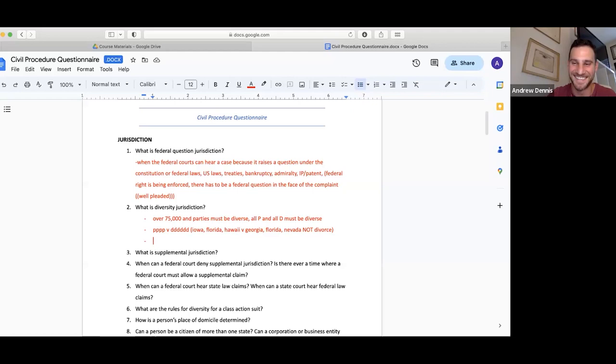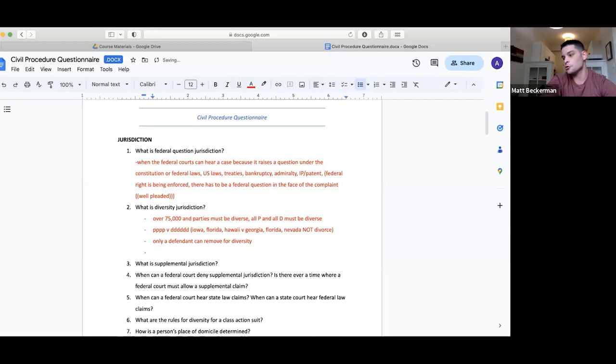The defendants, right? Only a defendant can remove for diversity. Yeah, they probably will test you, and they'll make it very subtle, like, oh, the plaintiff's lawyer wants to remove, and they won't mention it. Very subtle. And wait, it gets harder, right?